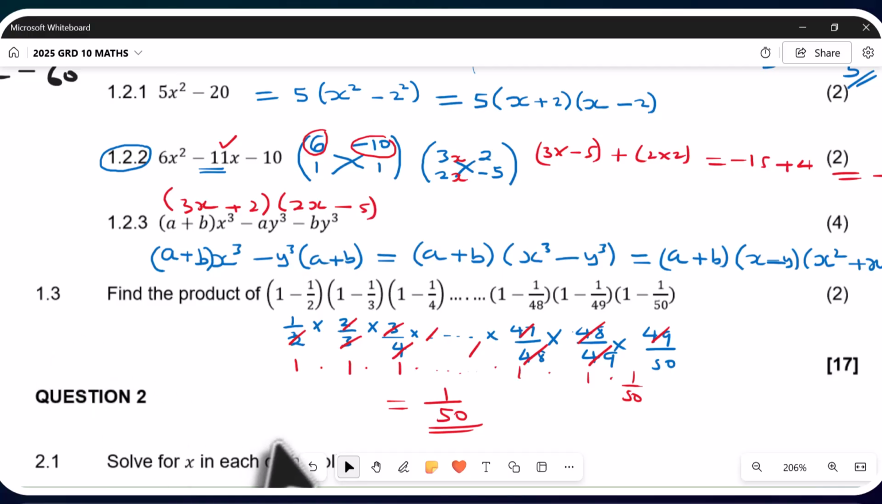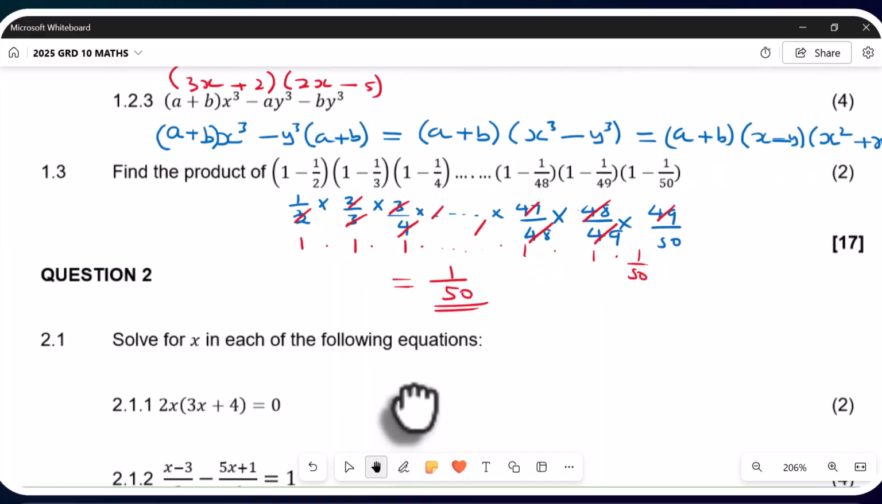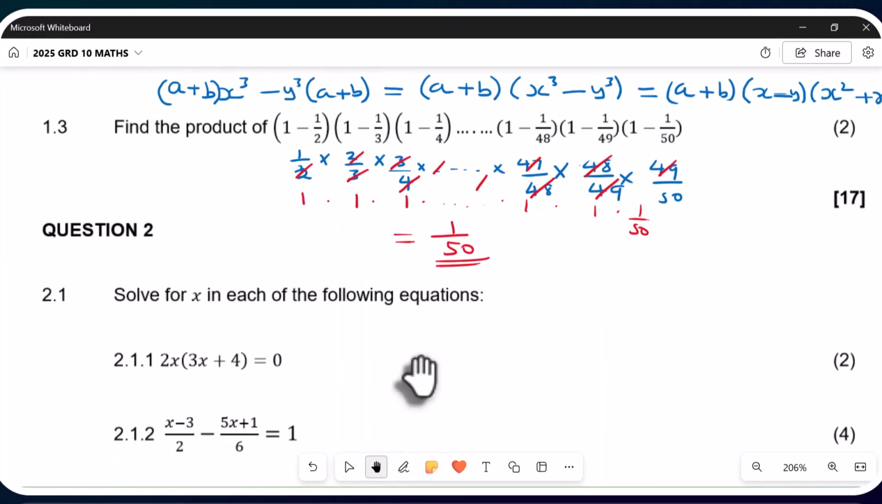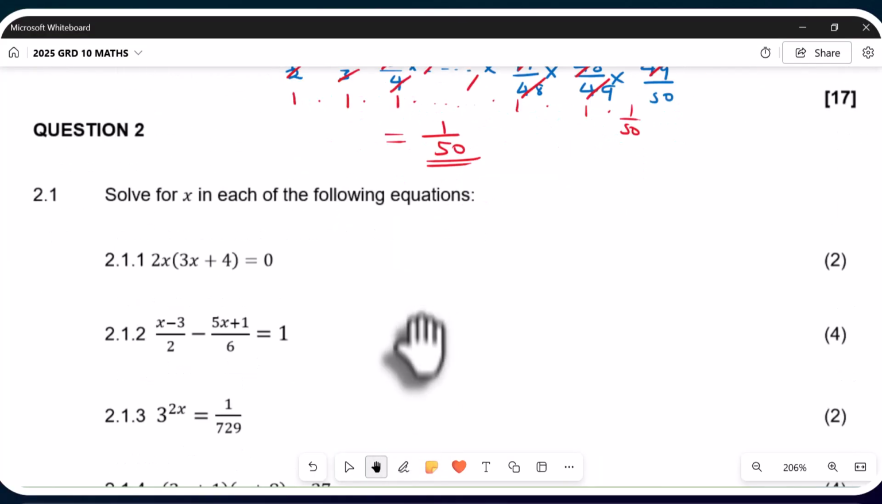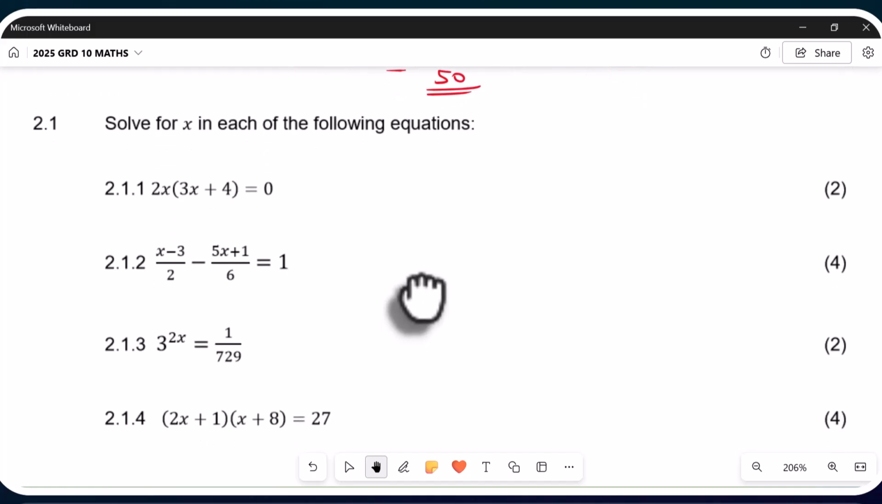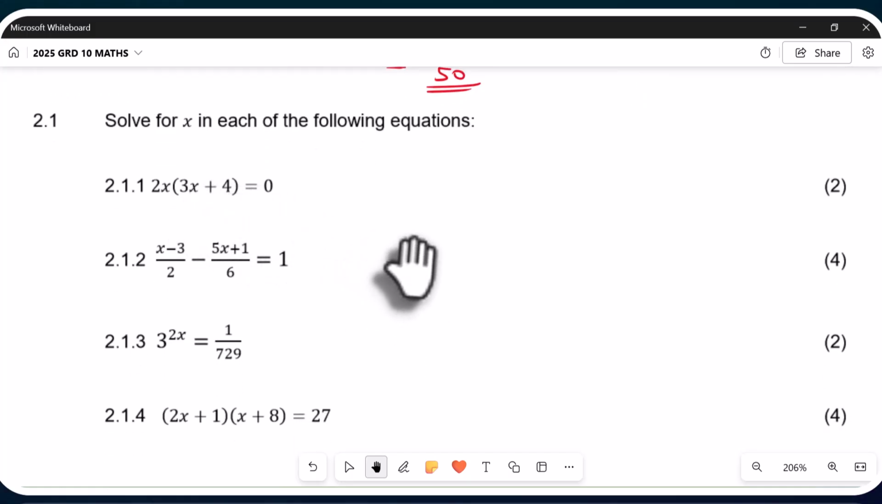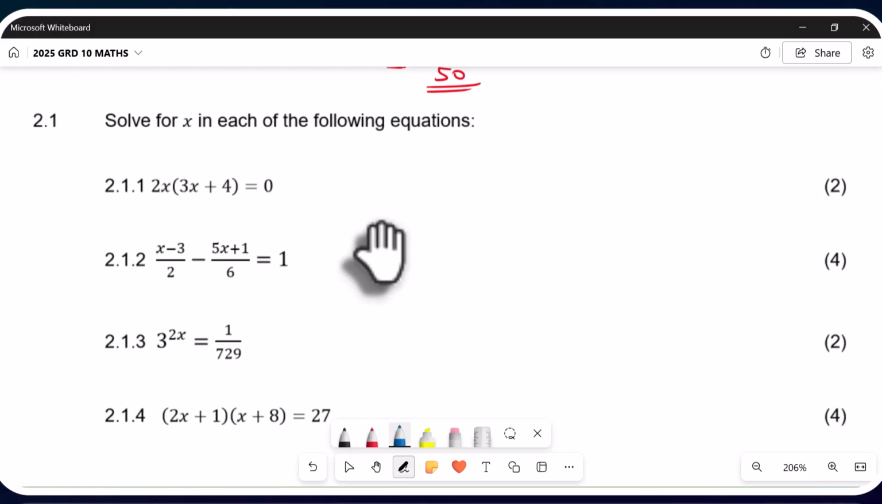So if I want to use that method of yours, I'm going to do it like this. Remember this one is x minus 3 over 2, isn't it? So to bring in the 6, we multiply by 3 here and also by 3 here. Okay, so we can get our 6.